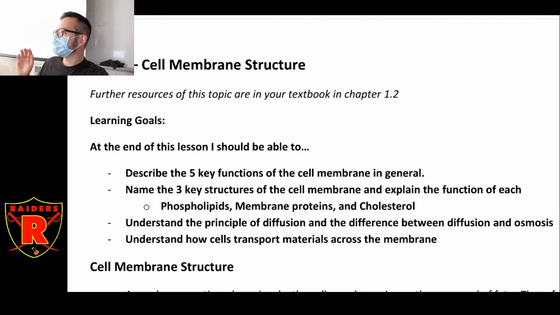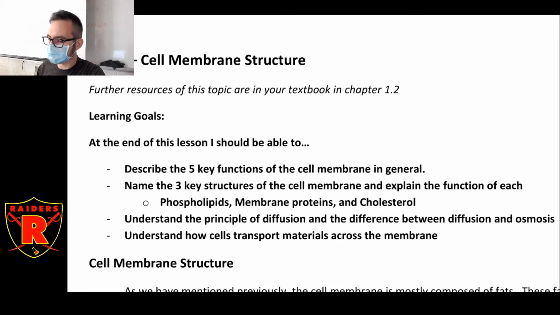Today we're going to focus in on one specific organelle because it's a really important cell organelle: it controls what gets in and what gets out of the cell. So we're going to talk about that process of controlling what gets in and out. If you're looking for more information on this topic in your textbook, it's chapter 1.2. This is kind of like a summary of what's in chapter 1.2. It's all about the cell membrane.